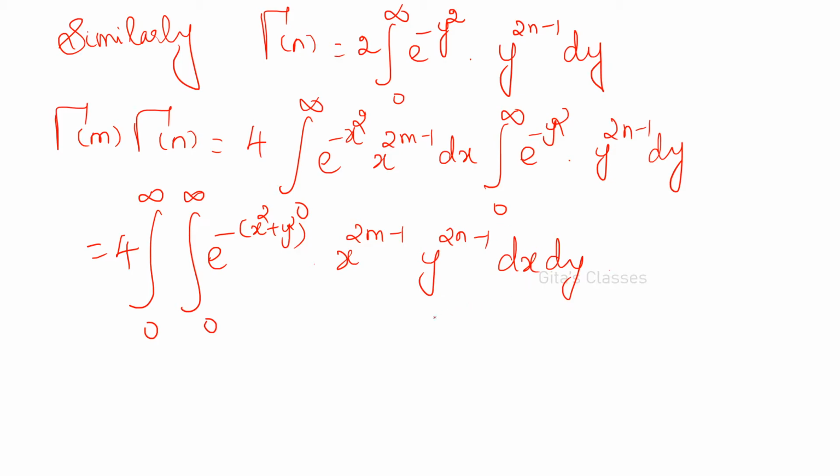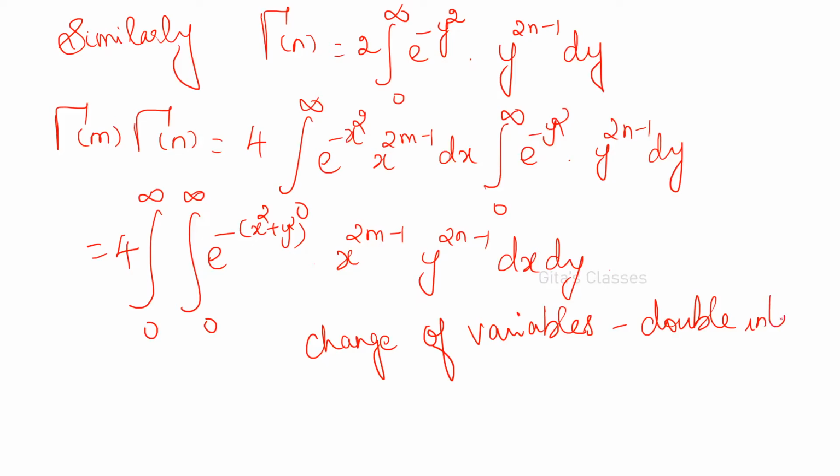Okay. And in one of my M2 classes, I have explained change of variables. Okay, one class will be there. If you see that, you will understand this change of variables in double integrals. There I have explained how to change from Cartesian to polar coordinates. Okay, so you will understand clearly.